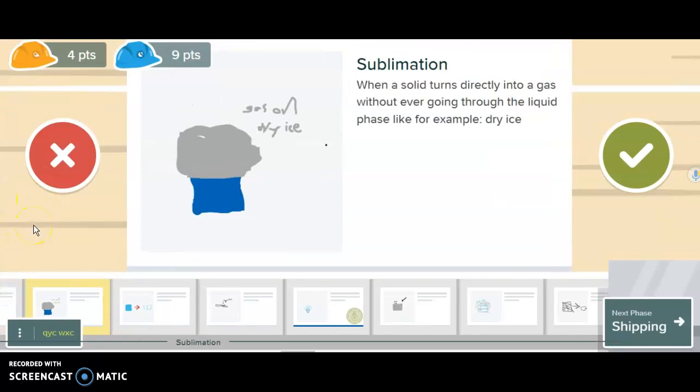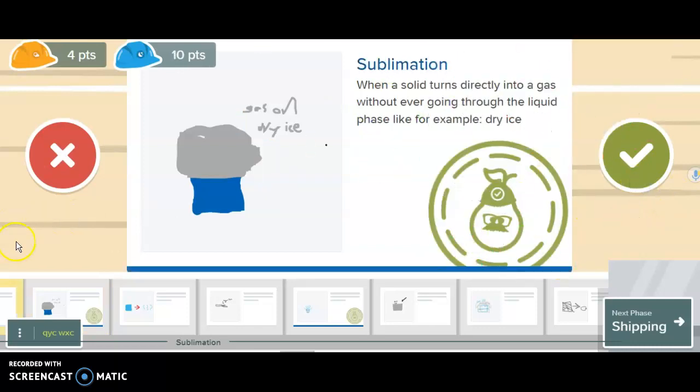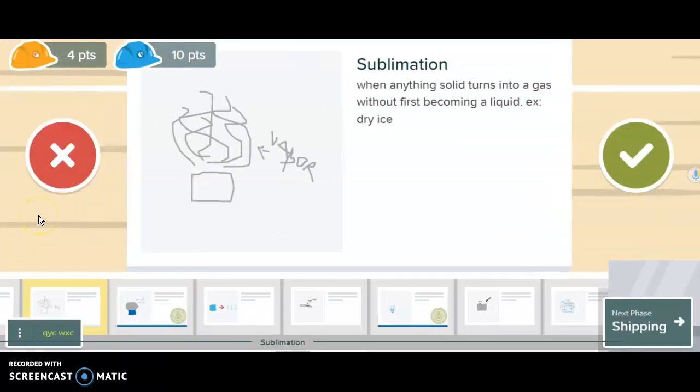This is what I'm talking about. When a solid turns to a gas without ever going through the liquid phase, like, for example, dry ice. Who did this one? Brandon and Shayla. That's actually pretty good, too. I'm going to keep two of those. When anything solid turns to a gas without becoming a liquid, example, dry ice.